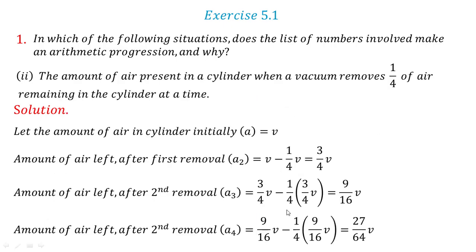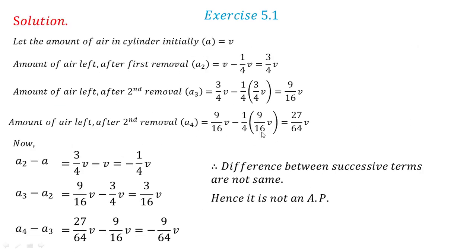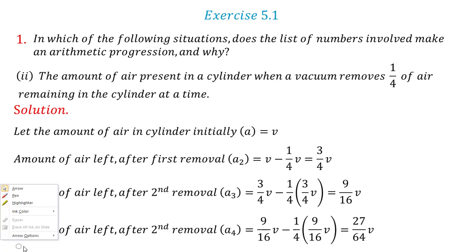Okay, now let us move to second one. The amount of air present in a cylinder when a vacuum removes 1/4 of the air remaining in the cylinder at a time. So here vacuum is removing 1/4 of the air. So let us assume that in the beginning we have V volume. So as in the beginning we have V volume, the amount of air that is left after a removal of 1/4 of the air will be V minus 1/4 of V. That will give me 3/4 of V.